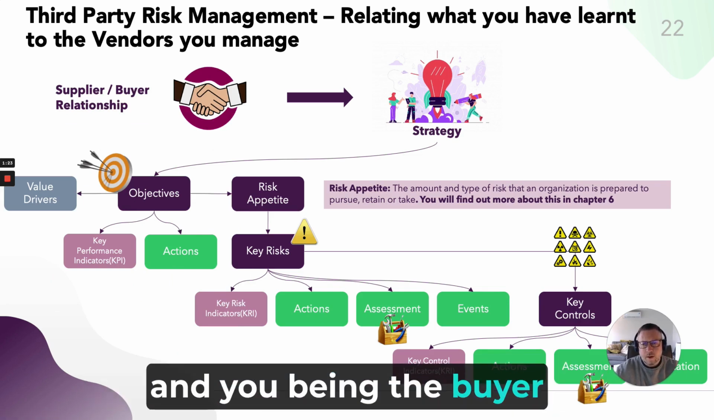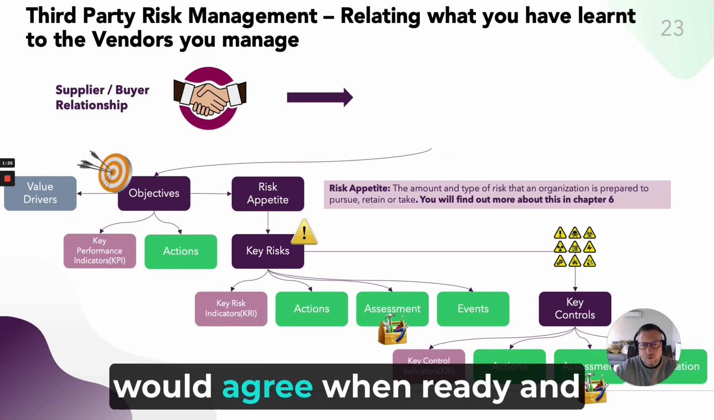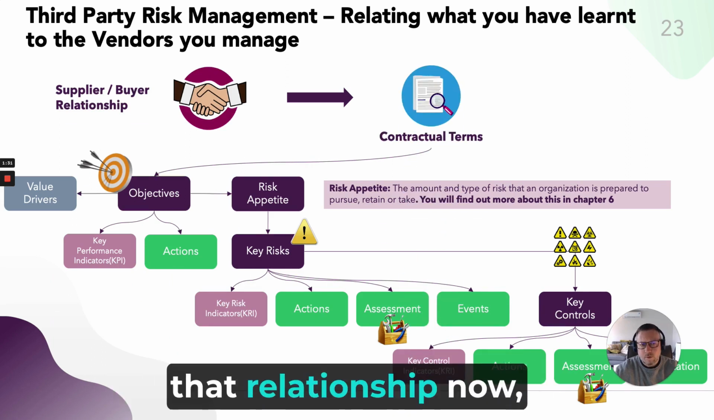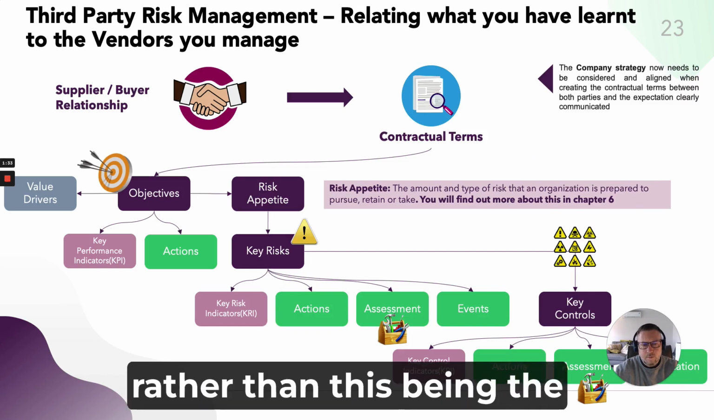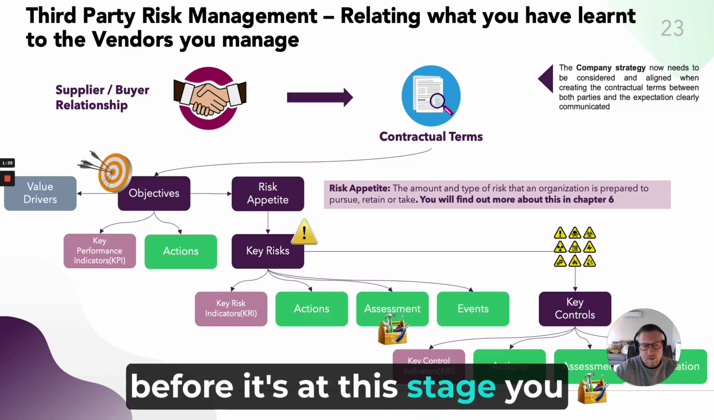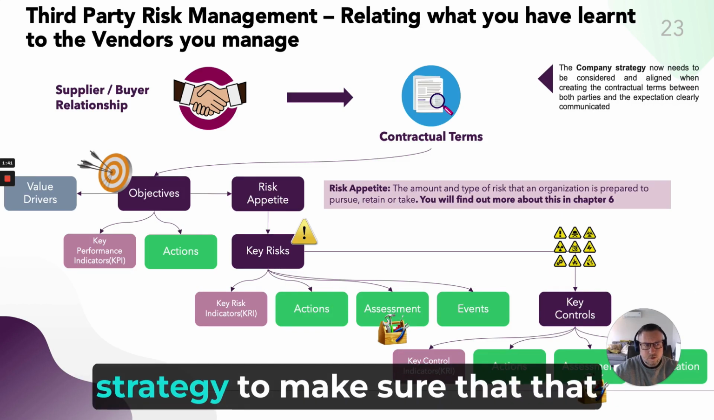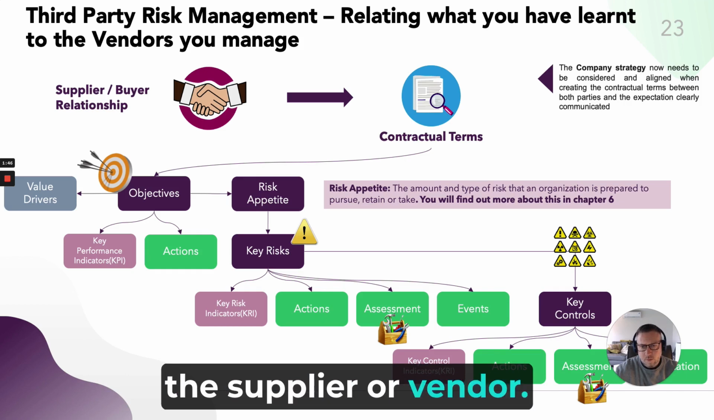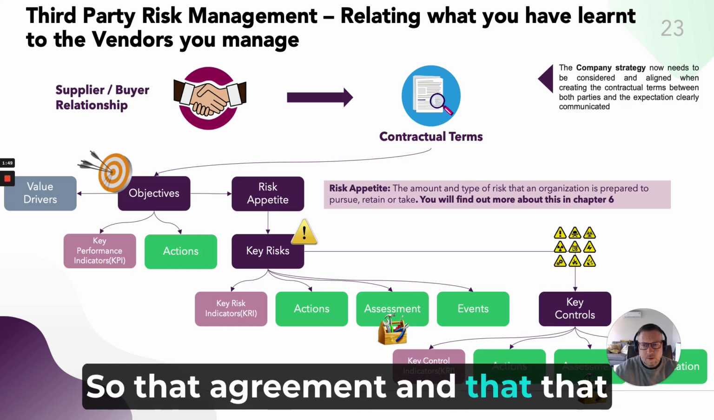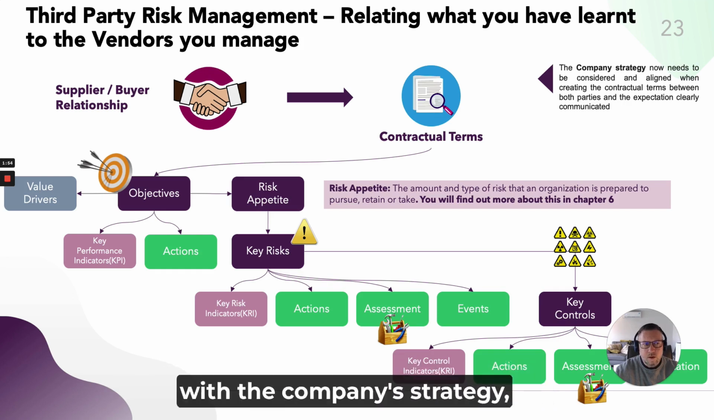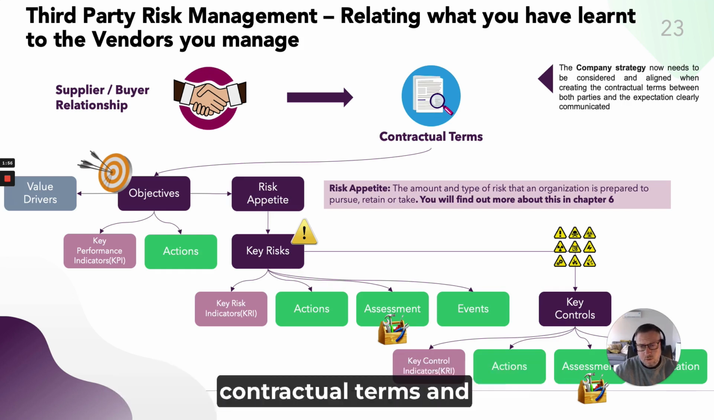And you, being the buyer, would agree, when ready and the time is right, the contractual terms of that relationship. Now, rather than this being the company strategy like it was before, at this stage you need to consider the company strategy to make sure it is aligned in contractual terms with what you want from the supplier or vendor. So that agreement and that value add you want from that supplier is actually in line with the company strategy, but it comes through in the contractual terms.